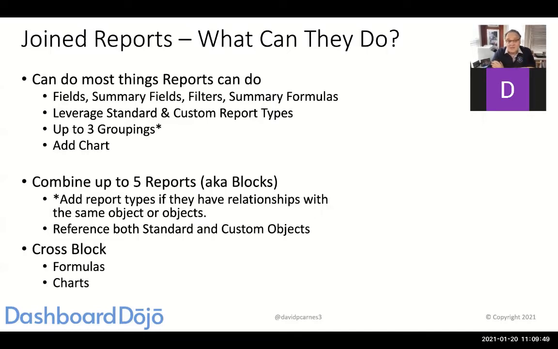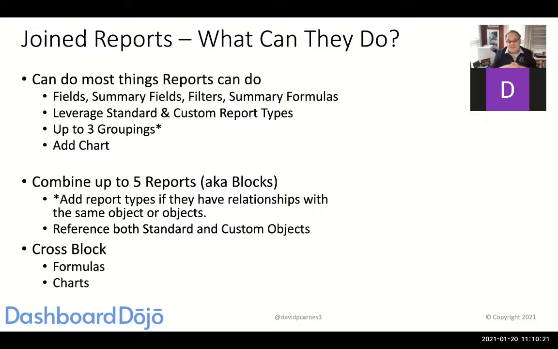You can also add a chart to your joined reports. On a joined report, we can combine up to five reports. I want you to think about this. This means we can actually take five separate reports and put them together on the same report. Those five separate reports, we call them blocks. We can add report types if they have relationships with the same object or objects, and put them together on that same report. And as I mentioned, we can reference both standard and custom objects.